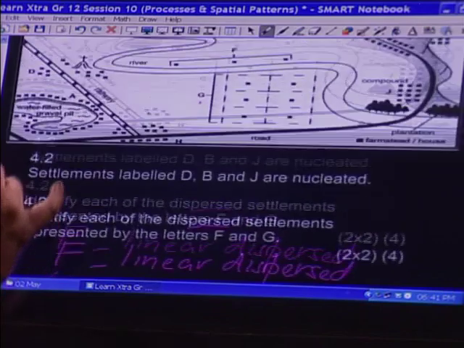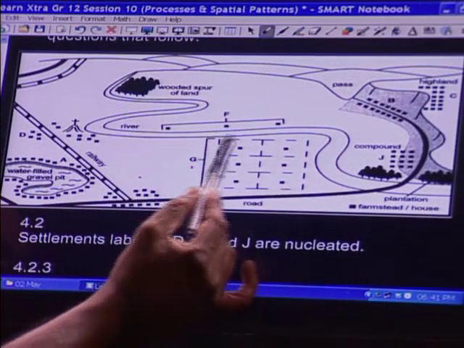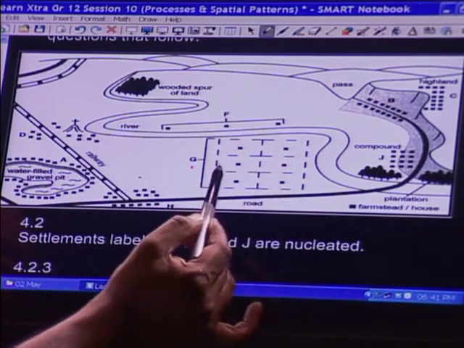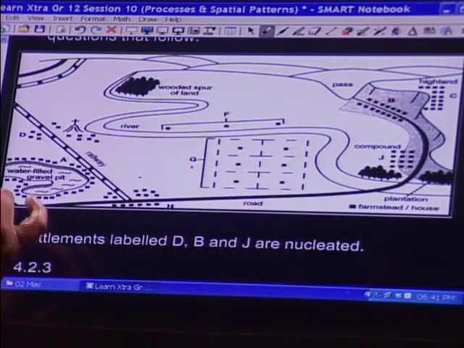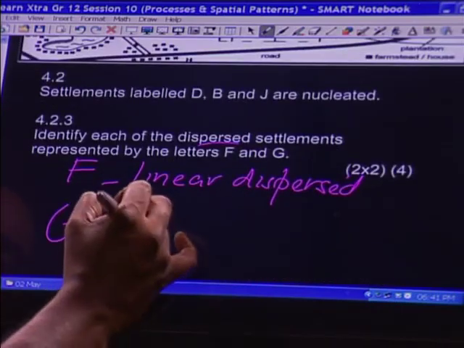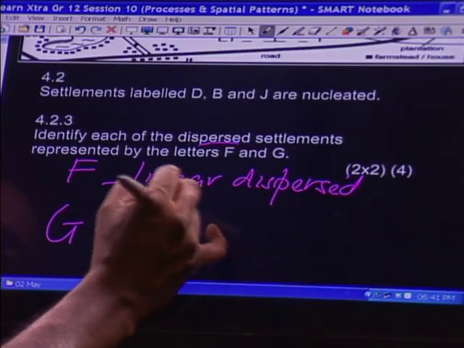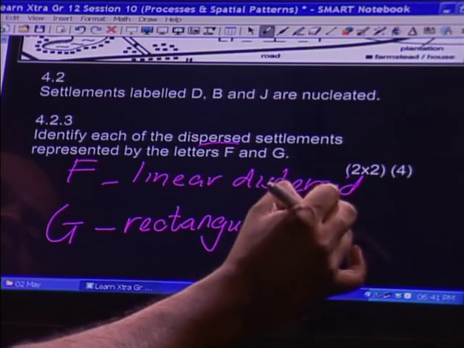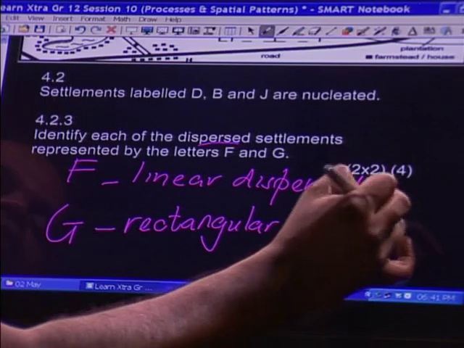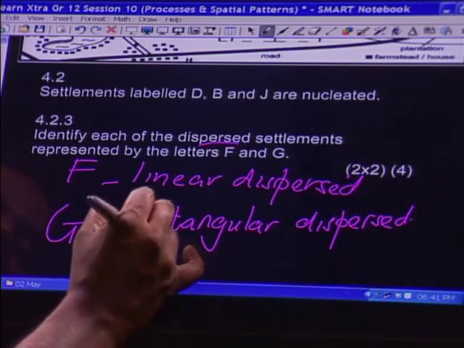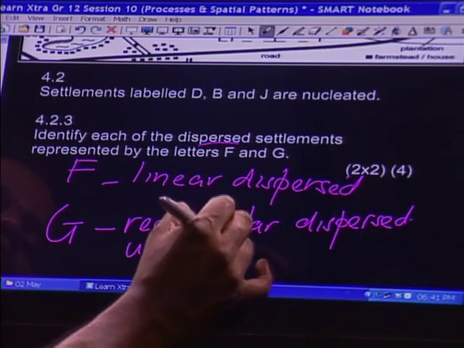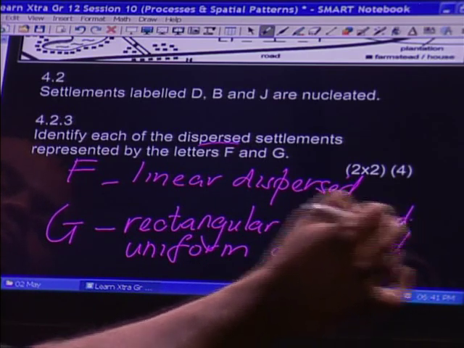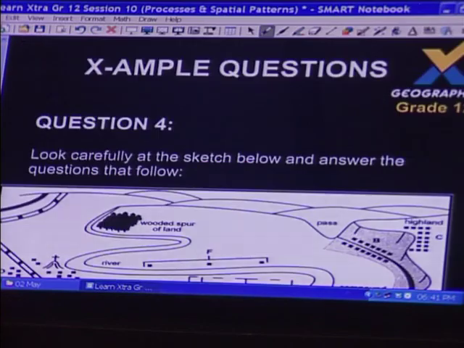Settlement G: note the regular shape that it has assumed, and note the farmsteads are equally proportioned from each other. In this case, rectangular dispersed, or we can also refer to it as uniform dispersed. Moving on to the next question.